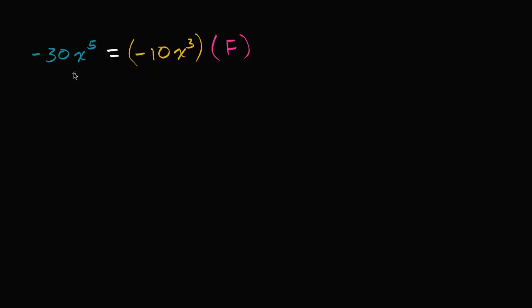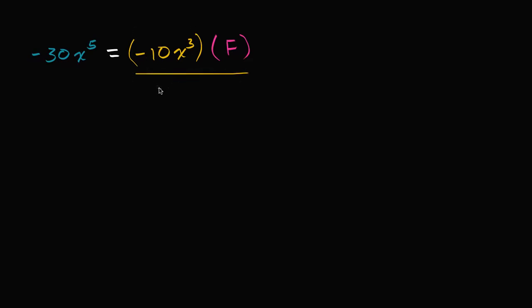So we have negative 30x to the fifth is equal to negative 10x to the third times f. And I encourage you to pause this video and see if you can figure out what f is going to be. Well, the way that we can tackle it, we could just isolate the f on the right-hand side here if we divide by negative 10x to the third.